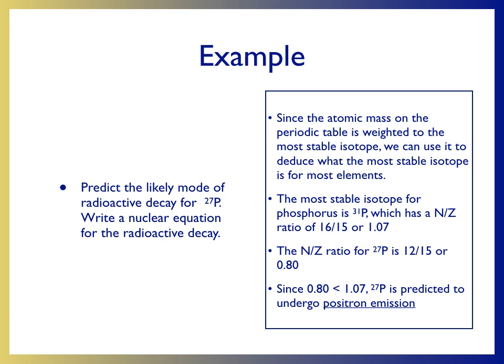When phosphorus-27 undergoes positron emission, the number of protons in the nucleus will decrease by 1. This means that if you take away a proton, you end up with 14 protons, which gives you silicon-27. The other particle emitted will be a positron. I'll leave it up to you to write the nuclear equation for that process.